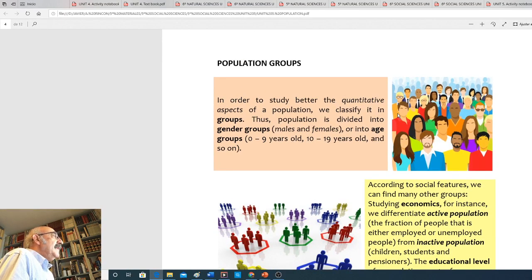So let's go to the text part. And you have there a very interesting page about population groups. It reads this way: in order to better study the quantitative aspect of a population, we classify it in groups. Thus, population is divided into gender groups, males and females, or into age groups. So, 0 to 9 years old, 10 to 19 years old, and so on. So, this is the concept of gender and age groups. Gender, males and females. Age groups according to the age.